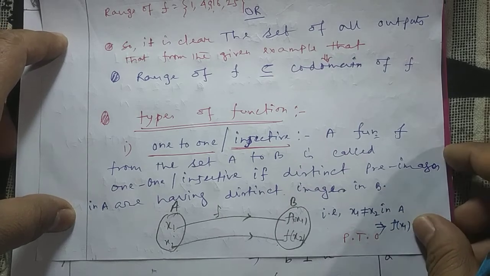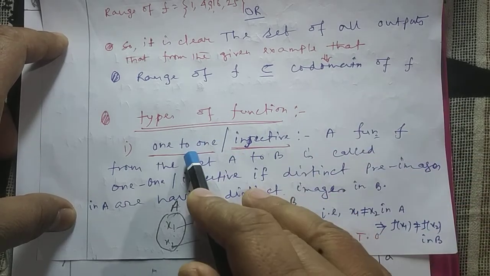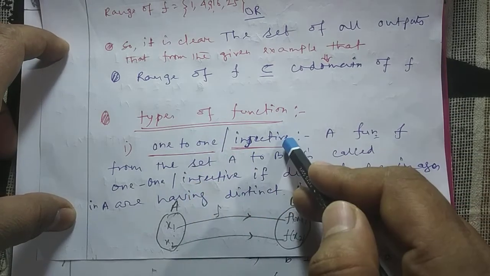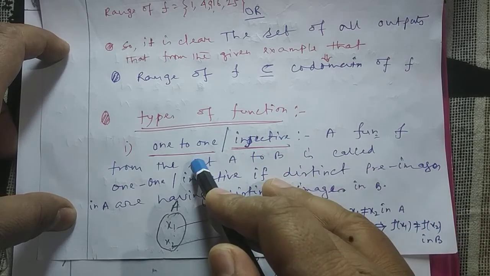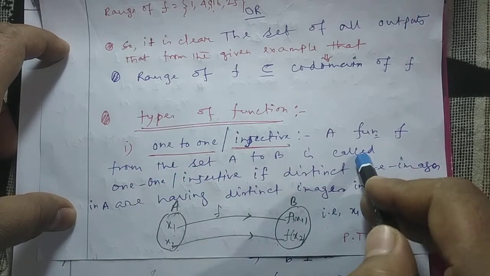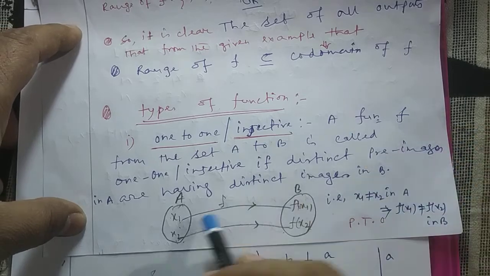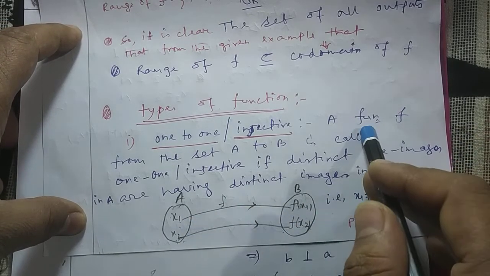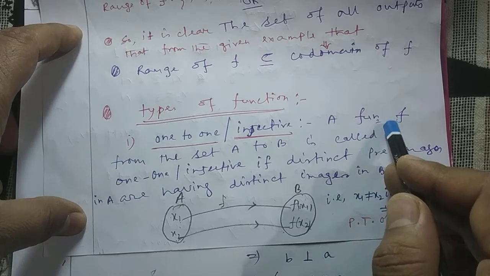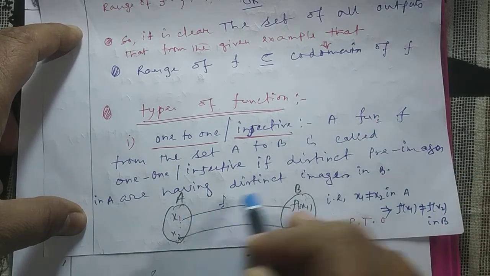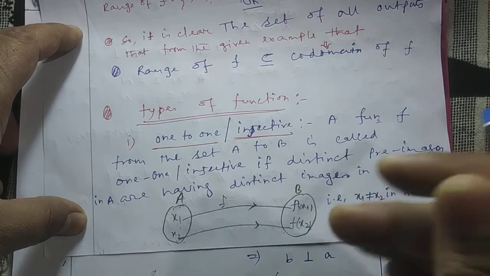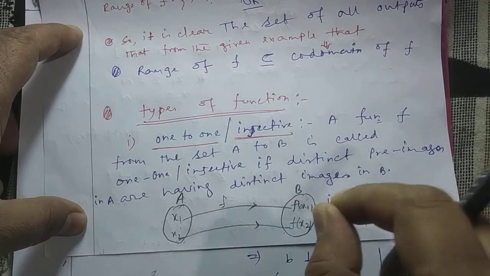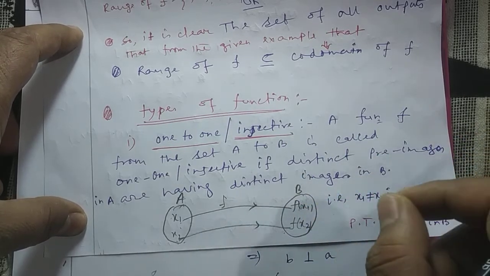First let us come to injective or one-to-one. When a function will be called injective or one-to-one, let us understand it through the definition. Suppose we are taking two sets, A set and B set, and also we are taking a function f which is going from A set to B set. Correct? Now the question comes, when this function f will be called injective or one-to-one.